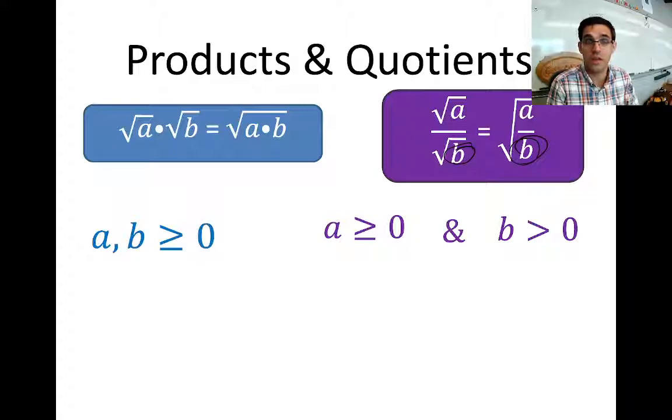Please don't cry. Anyways, so when you're dividing, you can't divide by 0. So in this case, b has to be strictly greater than 0.